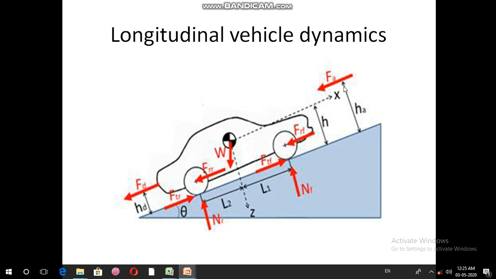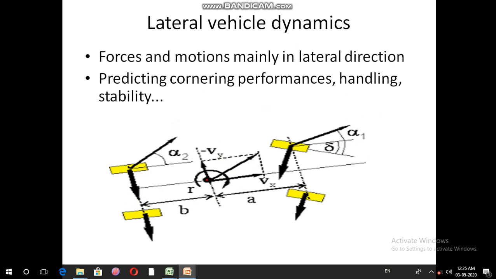HA is the aerodynamic force height. FA is the aerodynamic force. FTF is the traction force from the front wheel. FTR is the traction force for the rear wheel. FRF is the rolling resistance force for the front wheel. FRR is the rolling resistance for the rear wheel. L1 and L2 are the distances of the front axle and rear axle from the midpoint, the CG point. NF is the normal reaction, opposite to the front wheel weight. NR is the normal reaction, opposite to the rear wheel weight. So these are the longitudinal vehicle dynamics conditions.